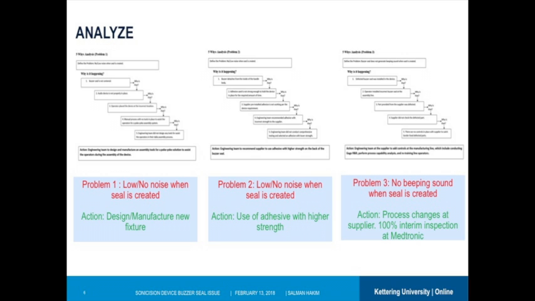The project team conducted 5 why analysis on the top 3 failure modes by repeatedly asking the question why 5 times. Based on the results of the 5 why analysis, the project team implemented action items to resolve the problem.